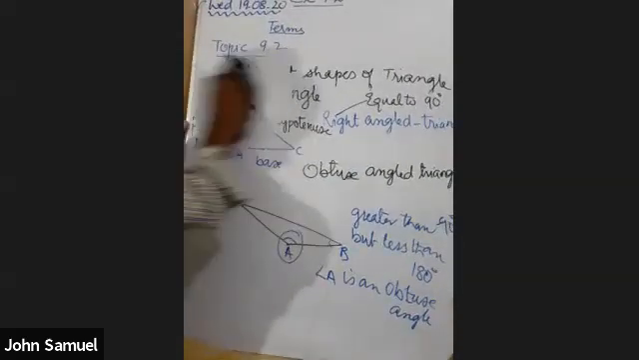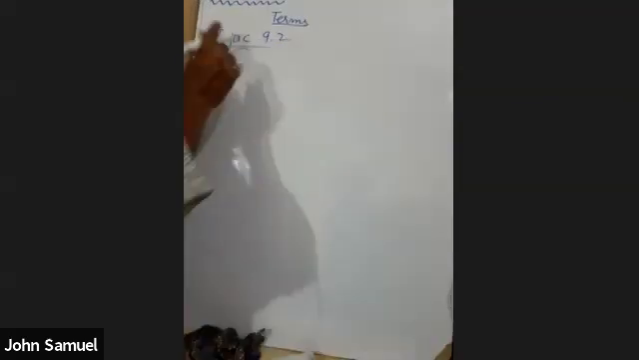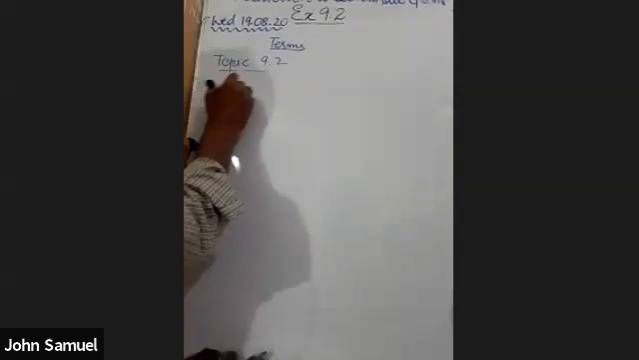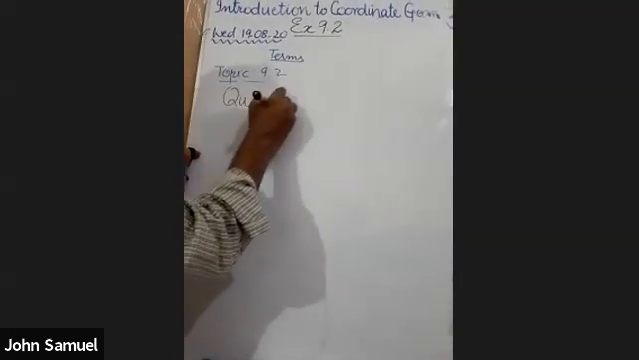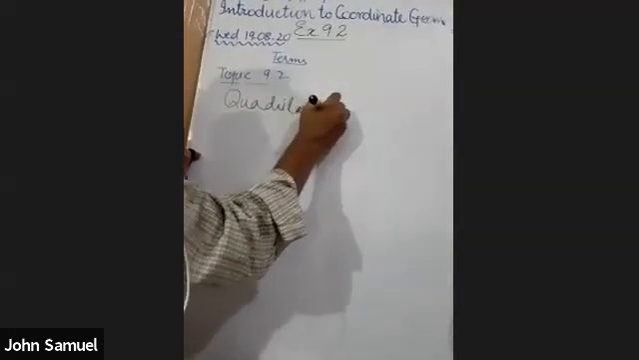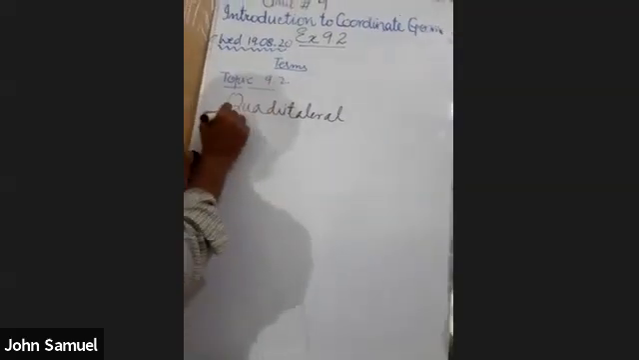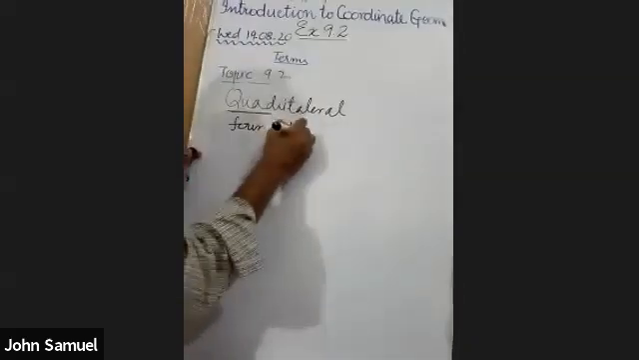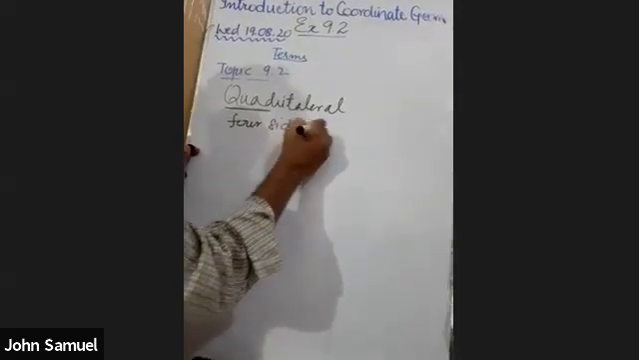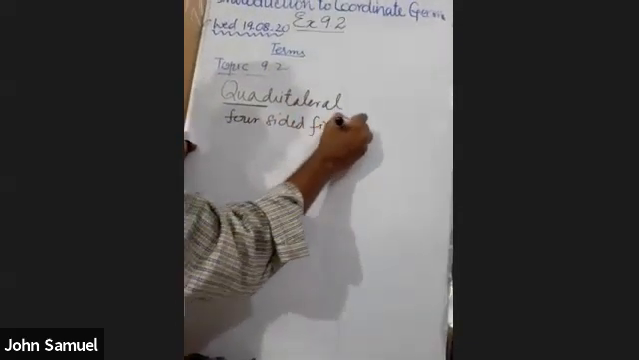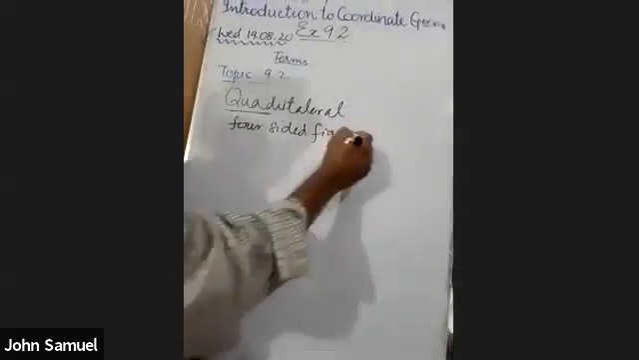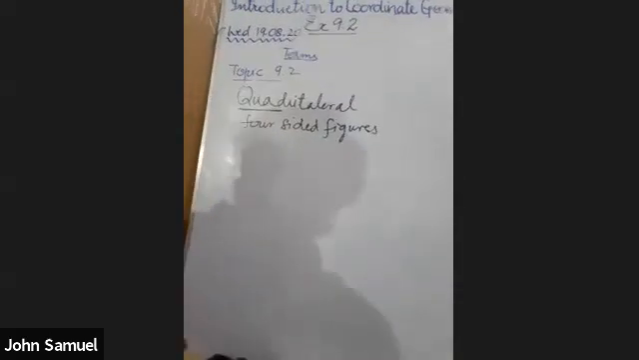Now we'll move to some other shapes, quadrilateral shapes. You are also familiar. Triangle, I told you. Quadrilateral. Quad means four-sided figure. Now we will learn about four-sided figures, quadrilaterals, right?